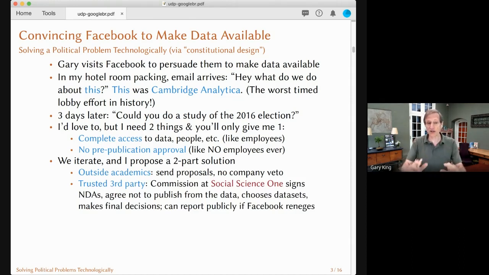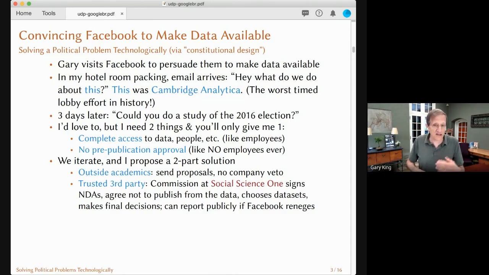Instead, we set up a trusted third party that understands the inside issues at Facebook and stands up for academics as well. It was a commission of senior distinguished academics at a little organization I set up called Social Science One. You can see socialscience.one. They sign NDAs. They take one for the team and agree not to publish anything on the basis of this because they have all this inside information from Facebook. They choose data sets, they make final decisions, and they can report publicly if Facebook reneges on its bargain.